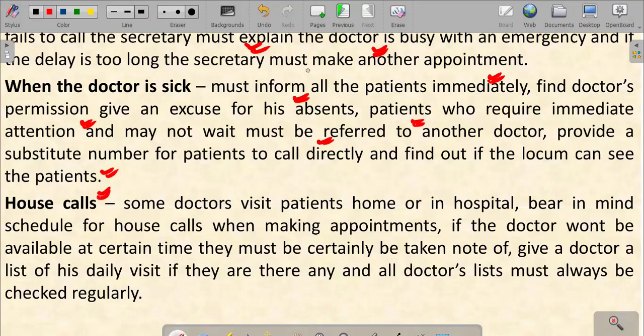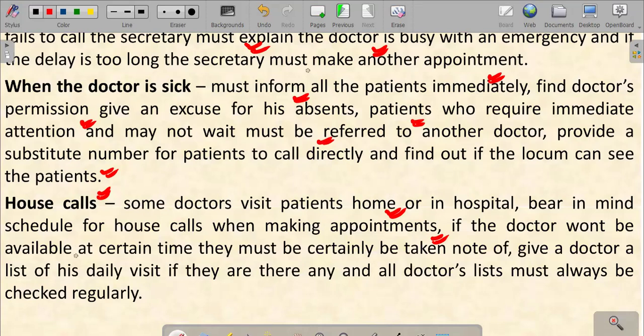House calls. Doctors can visit the patients at their houses. It is quite possible. And as a medical secretary, you can be employed to assist on that. Where a doctor has to attend patients from their home or in a hospital, bear in mind the schedule for house calls when making appointments. So when appointments are made, you need to be very diligent. You need to be very exhaustive in considering possible disruptive things that might disturb the doctor. So if the doctor won't be available at a certain time, it must certainly be taken note of.